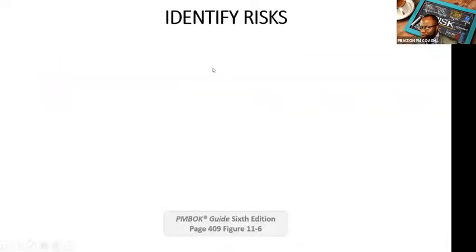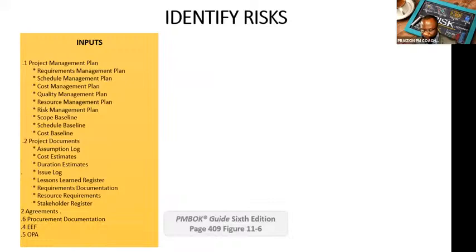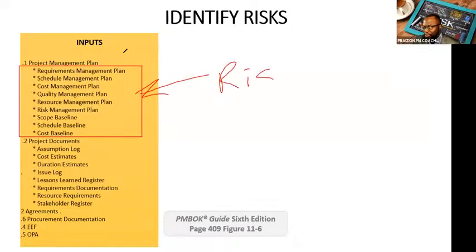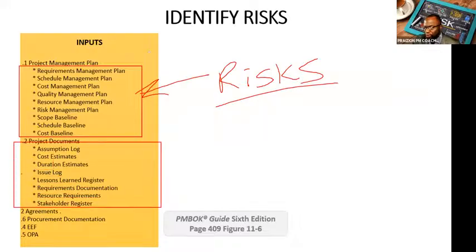So going into page 409, figure 11-6, you can see there's a boatload of components. Let me explain this to you very quickly. Why do we have all of these plans and baselines? Because risks could exist in all of these. So if risks could exist in all of these, it makes sense to identify which risks could potentially be in here by doing a review of not just my project management plan components, but also my project documents. I should probably review all of these.